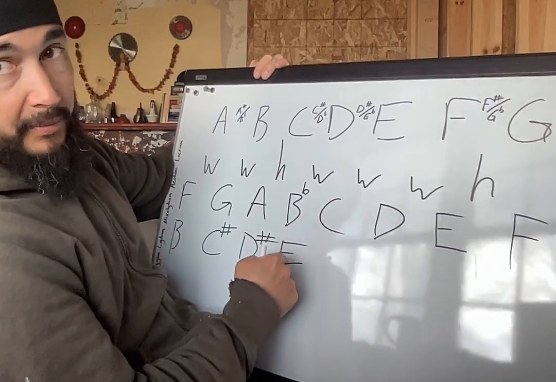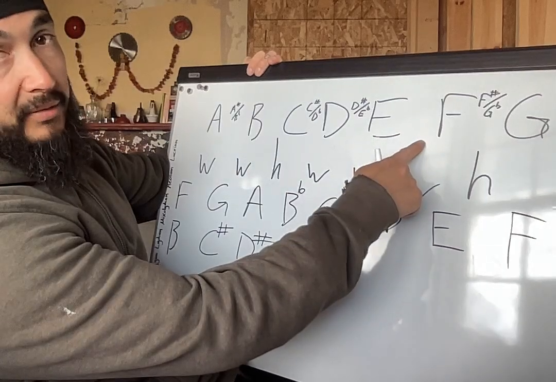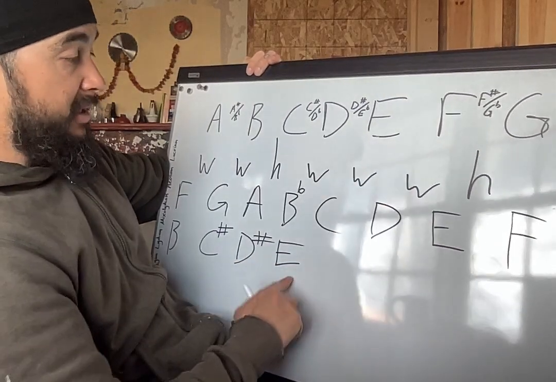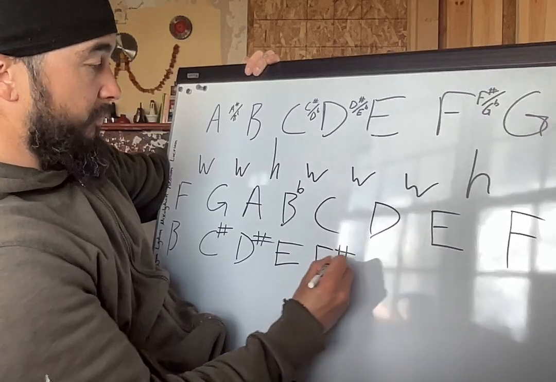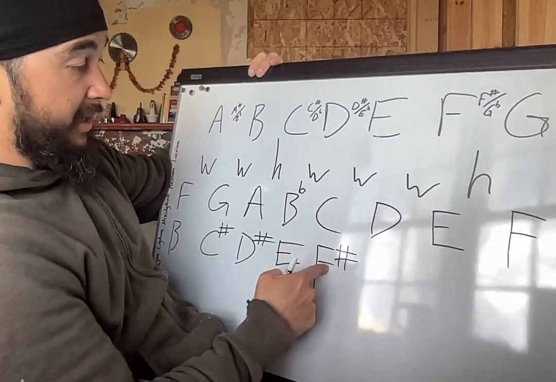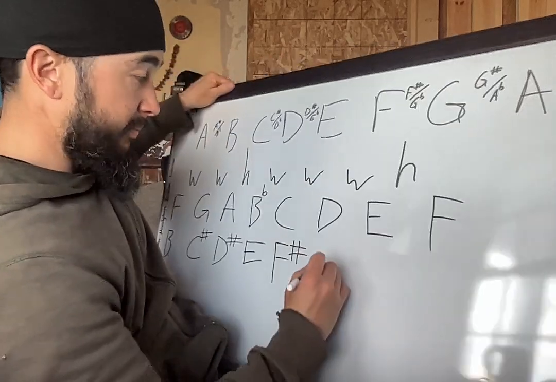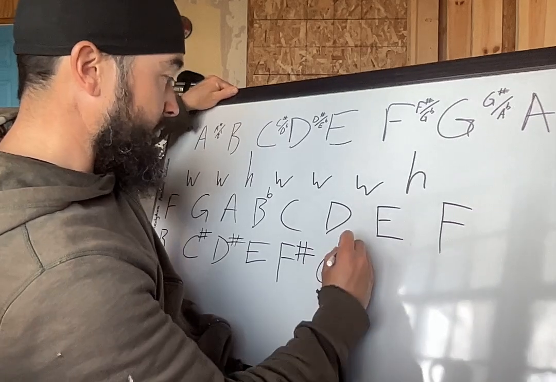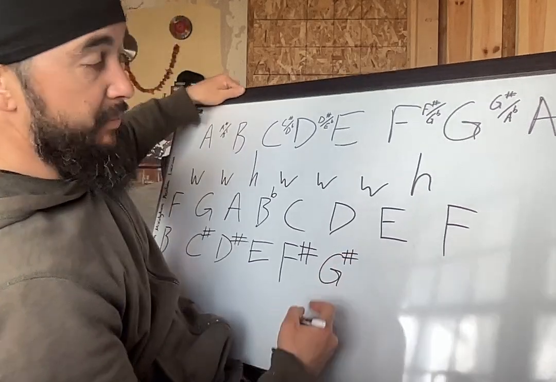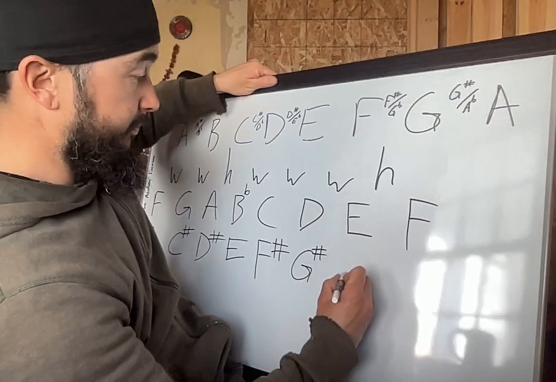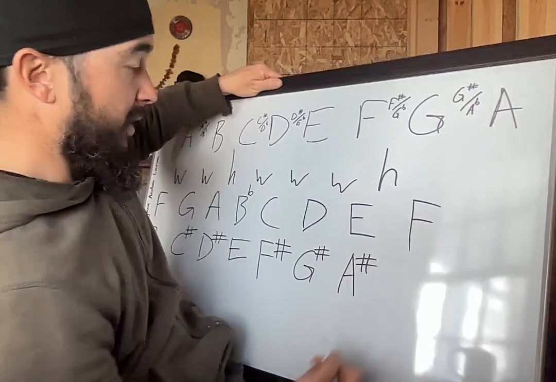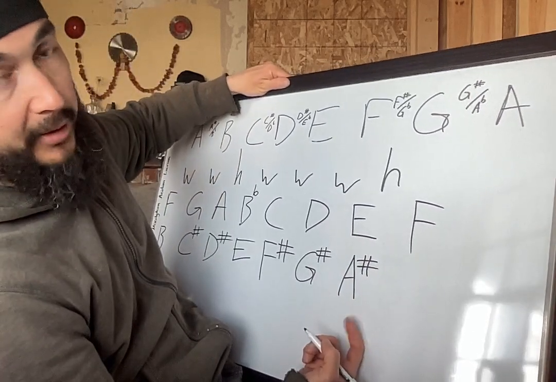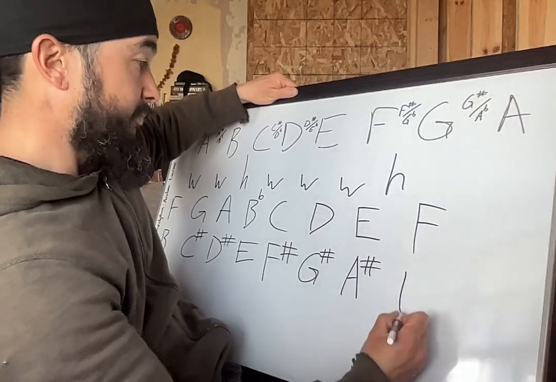A whole step up from E, remember there's no note between E and F. A whole step up from E is F sharp. A whole step up from F sharp is G sharp. A whole step up from G sharp is A sharp. And a half step up from A sharp gets us back to our root, B.